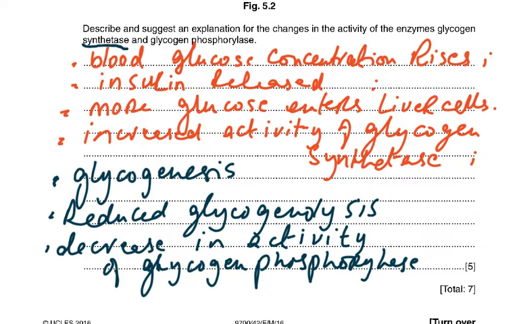Glycogenesis is the name given to the word. Genesis means formation or production. So glycogenesis, the word lysis is used in biology a lot as well. And that's the breakdown. Like we said, glycolysis, in which glucose breaks into the two 3-carbon molecules. So here, of course, we're saying glycogenesis, then reduced glycogenolysis. So less of the glycogen breaking down and decrease in the activity of glycogen phosphorylase, which is required for the breakdown of glycogen.